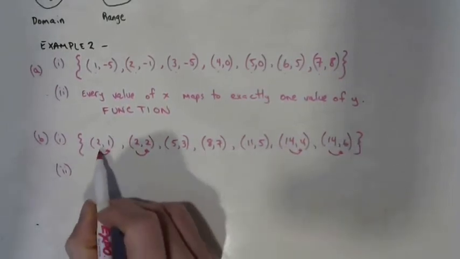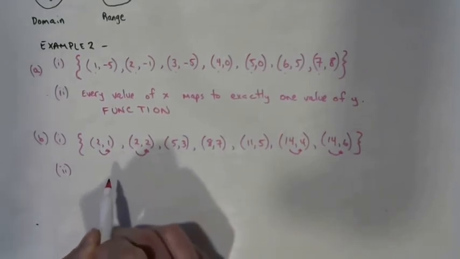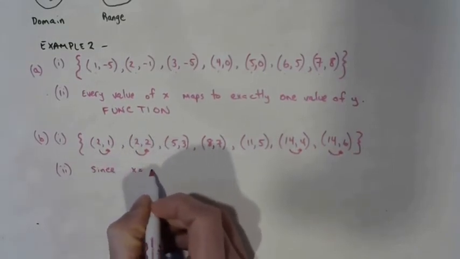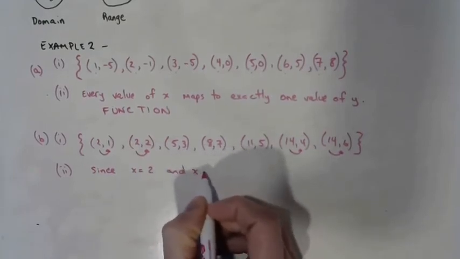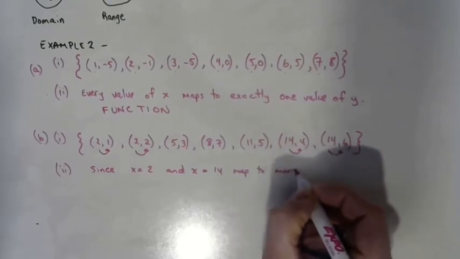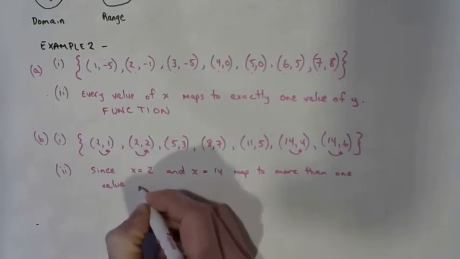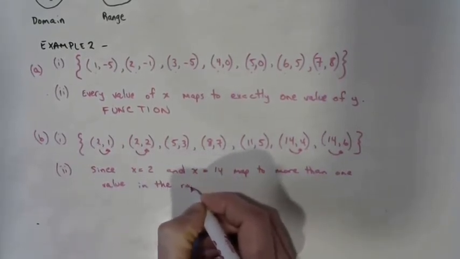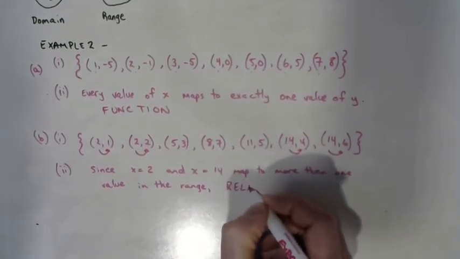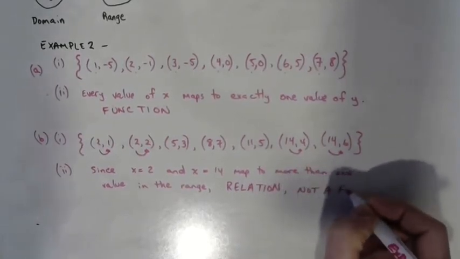14 should always map to the same value in the range. It doesn't. 2, in order for this to be a function, needs to map to the exact same value every time I put it into my function machine. It doesn't. Okay? Since x equals 2 and x equals 14 map to more than one value in the range, this relation is not a function.